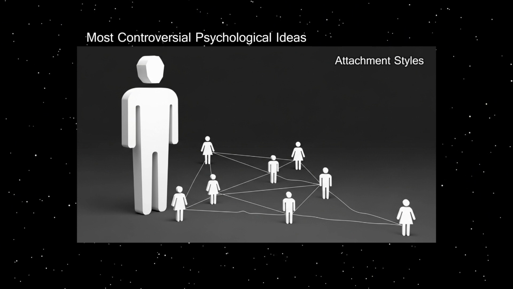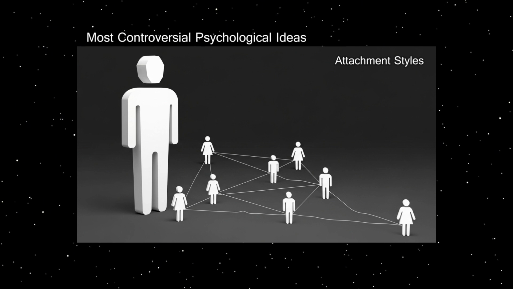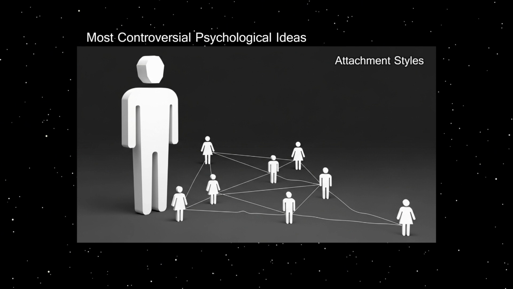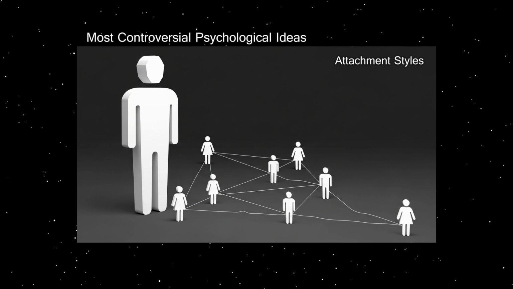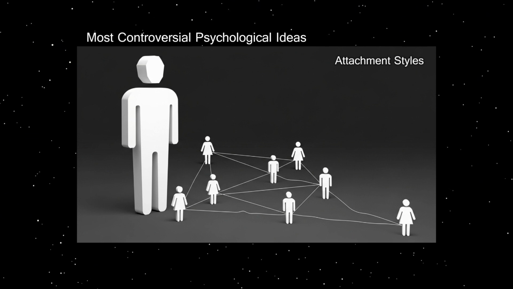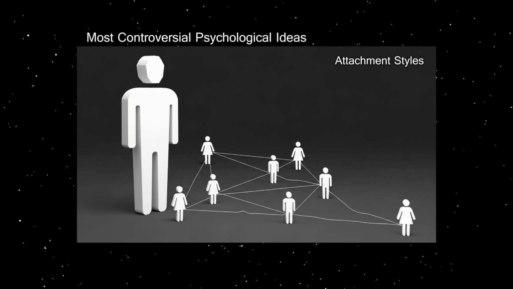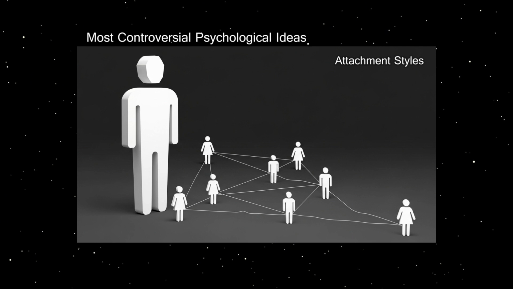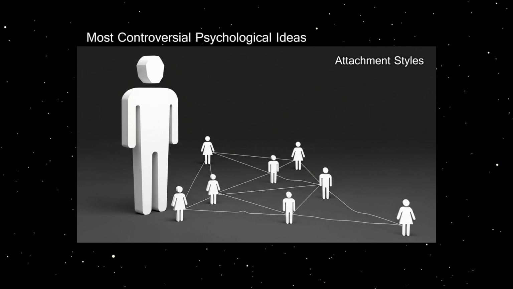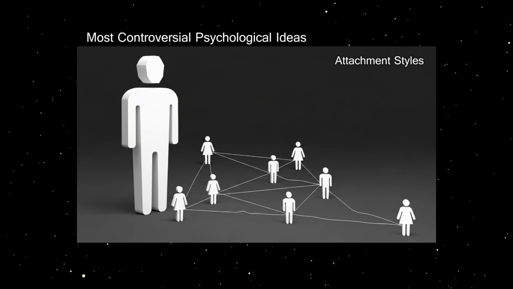Avoidant children, whose caregivers are emotionally unavailable or rejecting, may learn to suppress emotional needs and become self-reliant to a fault. Disorganized attachment, often the result of trauma or abuse, involves a contradictory mix of approach and avoidance, leading to confusion and emotional turmoil in relationships.